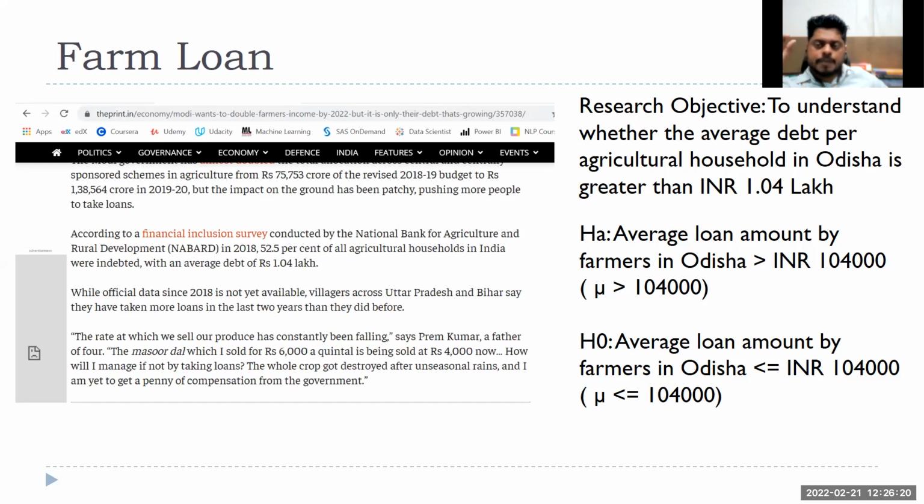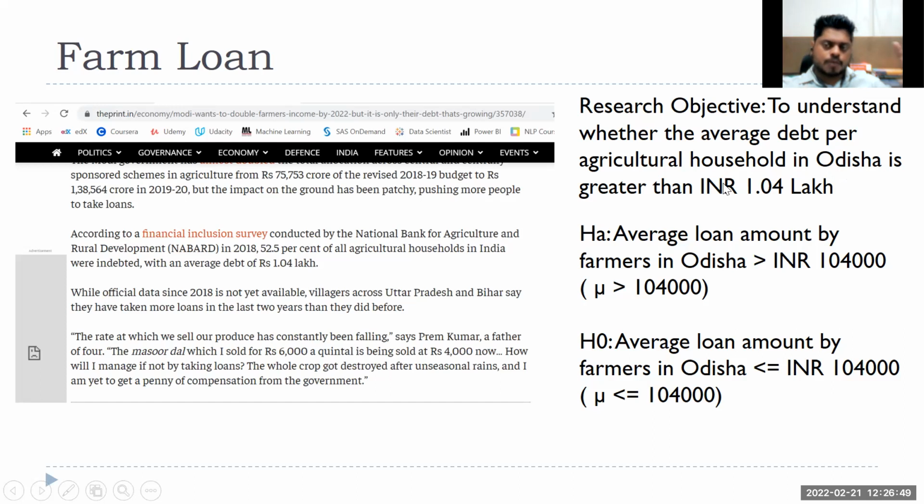Remember, if I'm making a hypothesis statement, writing that it can be greater than this and less than this, that is not possible. So whenever we are talking about a two-tail test, we are simply talking about equal to or not equal to. So in my research objective, let's say I want to understand whether it is exactly 1,04,000. The average agricultural debt amount or the loan amount in Odisha is 1,04,000. That is something exactly 1,04,000.